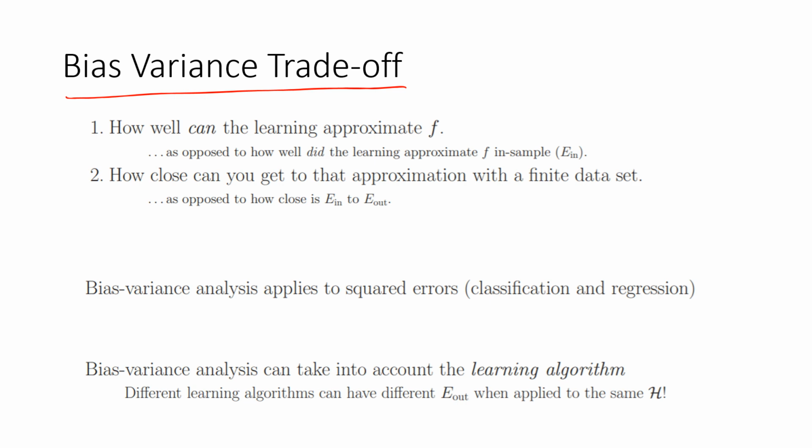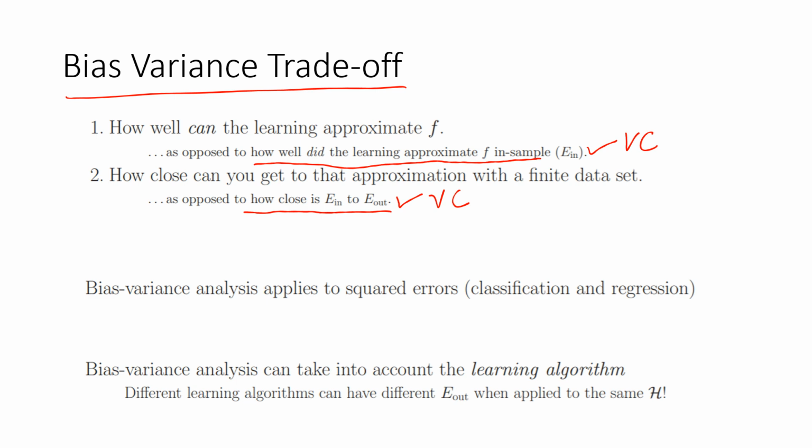Okay, so what is this bias variance trade-off telling us and how is it different from the VC theory? Now, in VC theory, these are the two questions that we were trying to answer, right? How well did the learning approximate F in my in sample, right? And then the second question was, how close is my in sample error to my out of sample error, right? So how well was your algorithm in reaching from E in to E out? Okay. Now, as opposed to these two, which is my VC theory, my bias variance analysis is answering sort of similar questions, and we're going to establish some kind of a relationship between both. But it's answering a similar question in a slightly different manner.